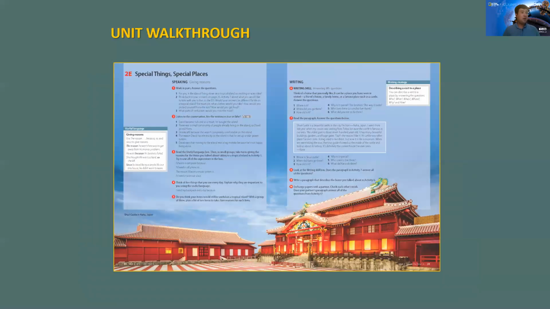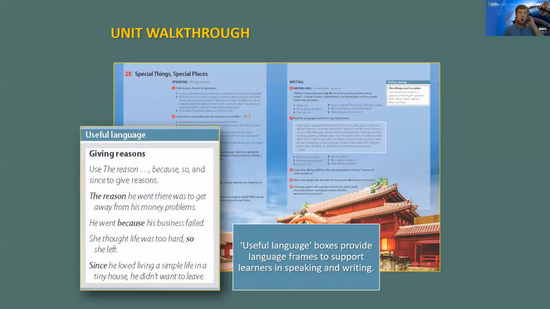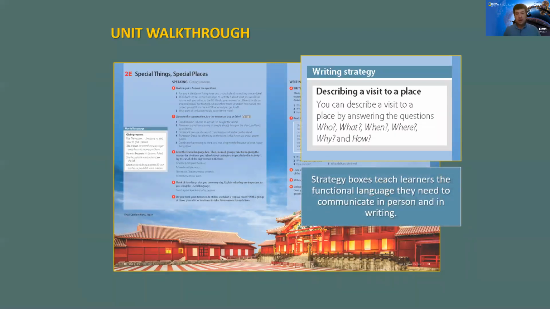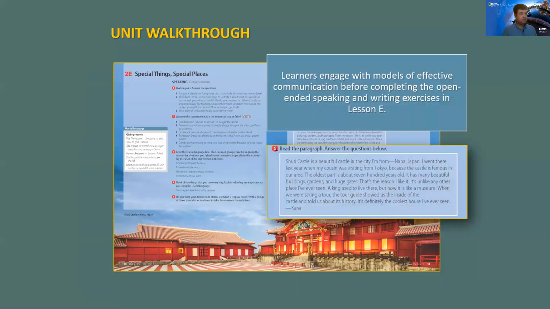Finally, in lesson E, we have our speaking and our writing exercises. These are the main productive lessons in the unit. In order to support open-ended speaking and writing, we offer useful language boxes, which will provide language frames to support both the speaking and writing activities, as well as writing and speaking strategies, to give students the functional language they'll need to be fluent communicators in whatever situation they are in. We also provide models of effective communication before completing these open-ended exercises to give students something to mirror their own work after.